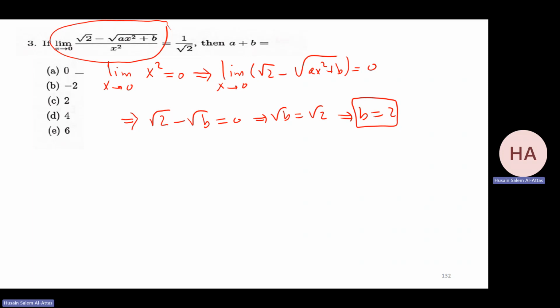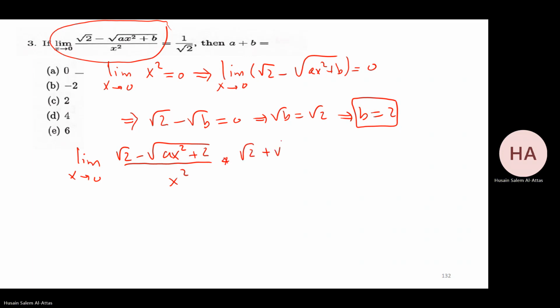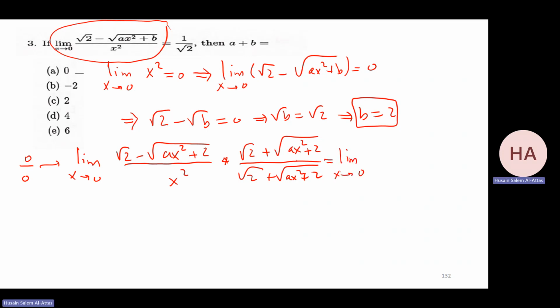Now to find a, I will put b there. I know that the limit as x goes to 0 of the square root of 2 minus the square root of ax squared plus 2, over x squared, should be equal to 1 over the square root of 2. So we'll find that limit using rationalizing. By the way, if we substitute here, we get 0 over 0. 0 over 0 means you need to change the function, or rewrite the function a different way.